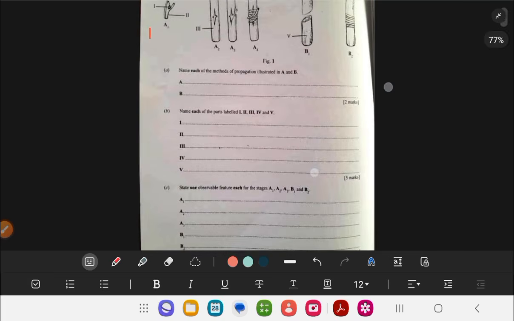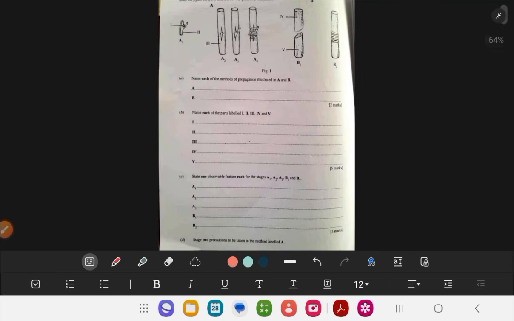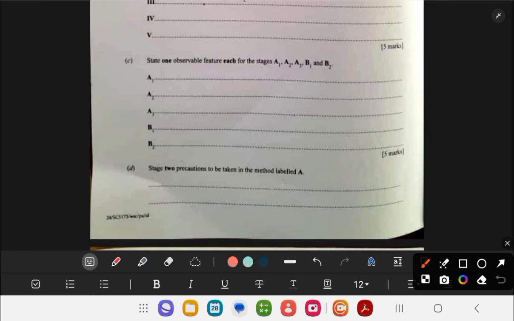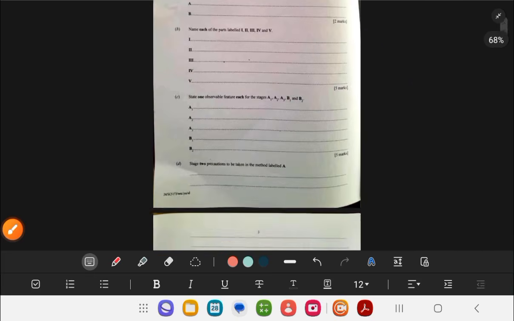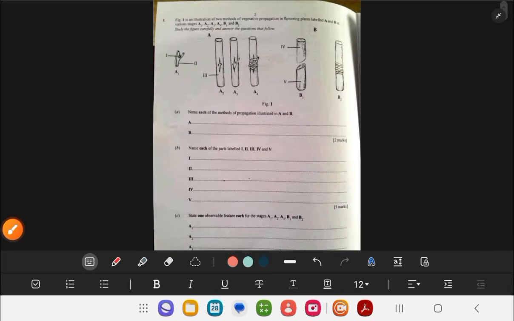We move on to C. Now we are asked to state one observable feature right from A1 through to A2, A3, B1, B2. The observable feature for A1: now let's observe and look at it very well. A1 is the bud. Now the bud is small and it has an oval shape.